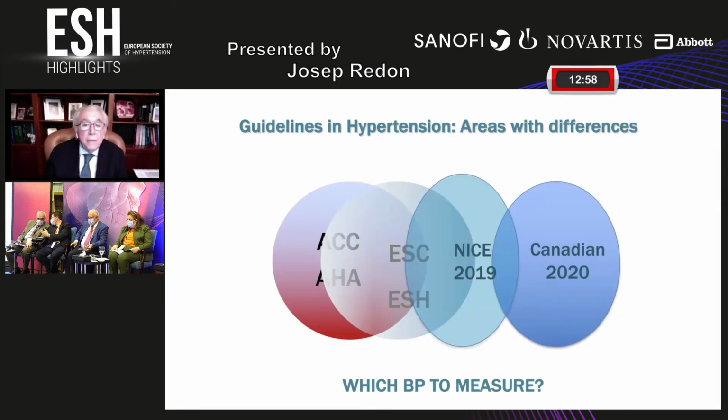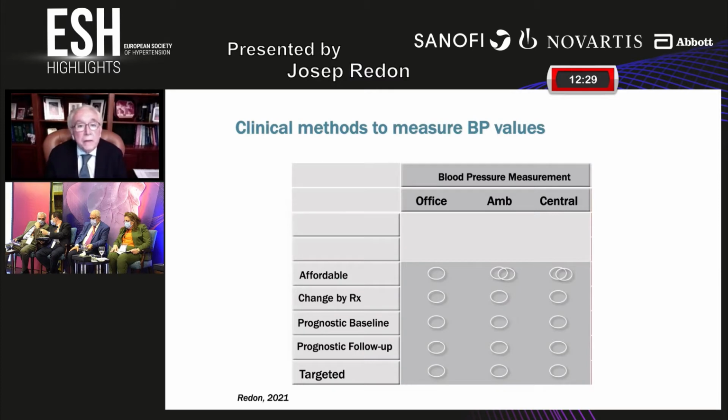And for this, if we take into account the latest guidelines released from 2017 until now, there are four main guidelines that are not all in agreement. They have areas with differences. One of the first differences between them is which blood pressure to measure. In one way we have office blood pressure, unattended or not, which is not the issue for today. Then there is ambulatory blood pressure, out-of-office blood pressure, and also central, as was named before in one of the questions. For all of this, we need to take several things into account.